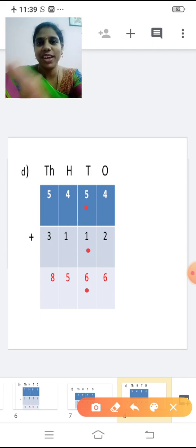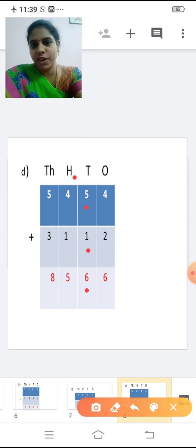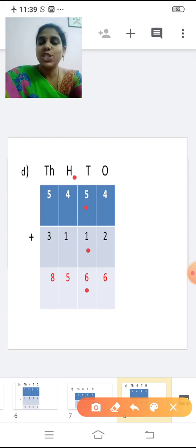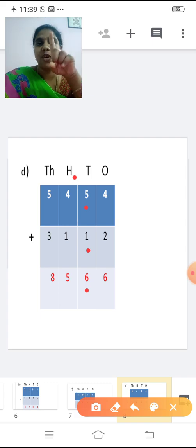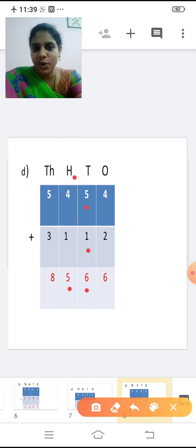Now what we have to do? We have to move on to the hundreds place now. So 4 plus 1. Add 4 and 1 and tell me the answer now. 4 in the mind, 1 in the finger. After 4, 5. So write 5 below the hundreds place.